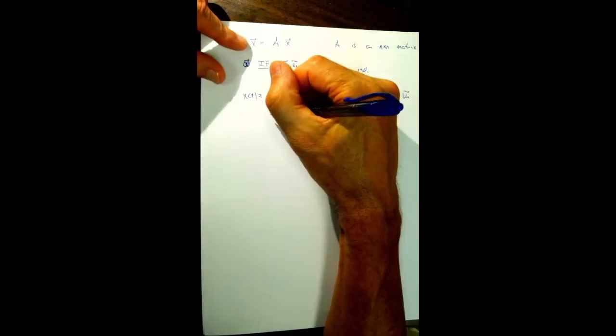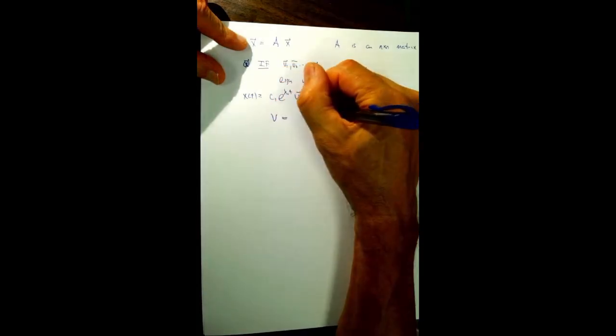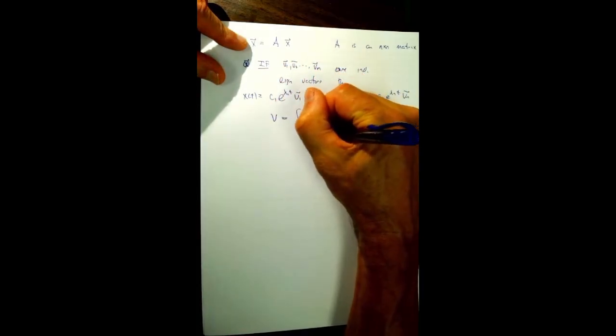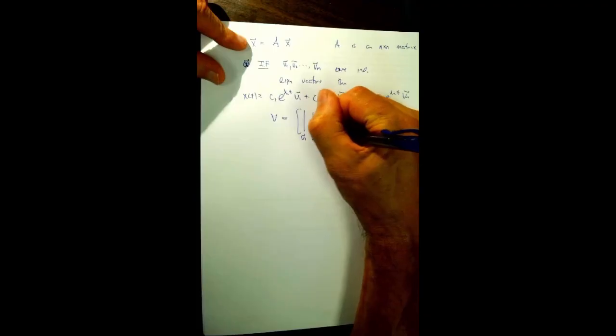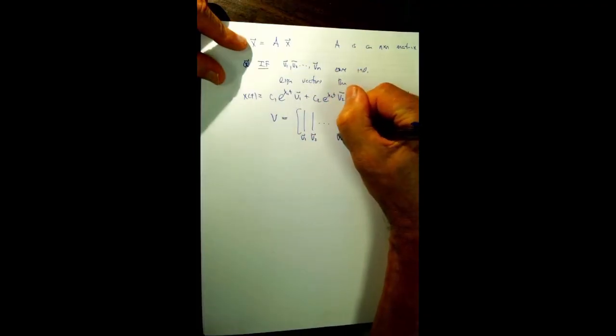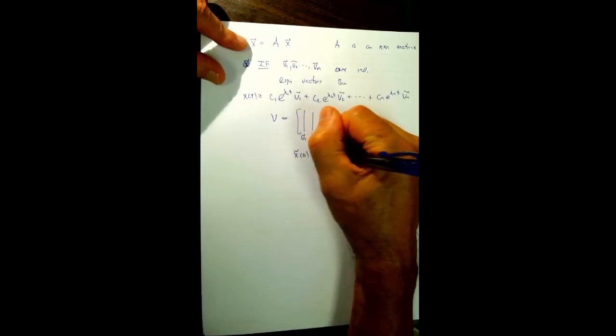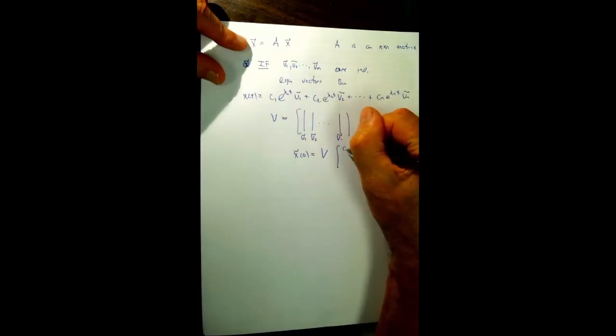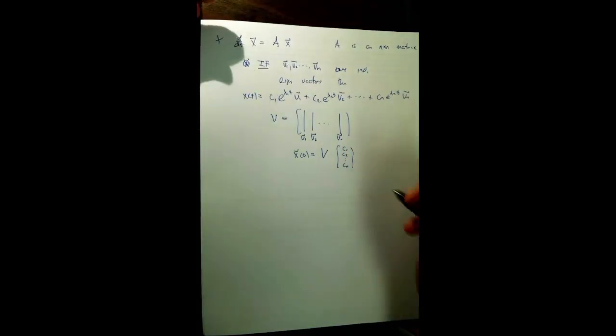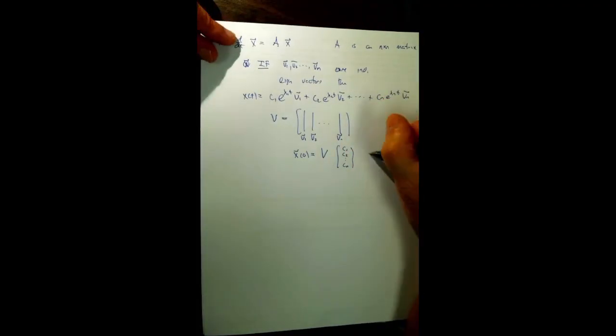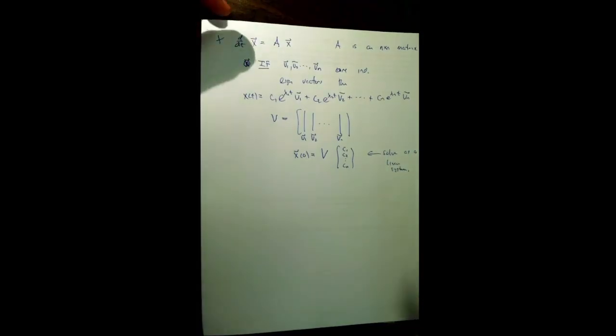And we found that if we form a matrix V, where the first entry is the first eigenvector, the second entry is the second eigenvector, down to the end, then if we're given an initial condition, that's equal to V times a vector made up of our unknown coefficients. And we can solve this as a linear system using the reduced row echelon form of our matrix.